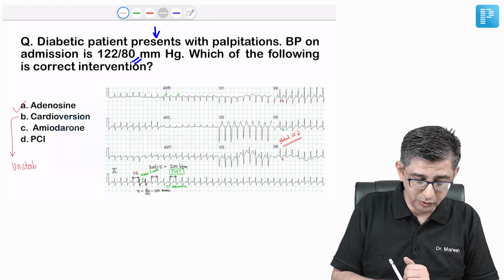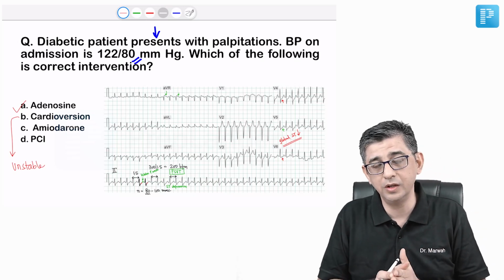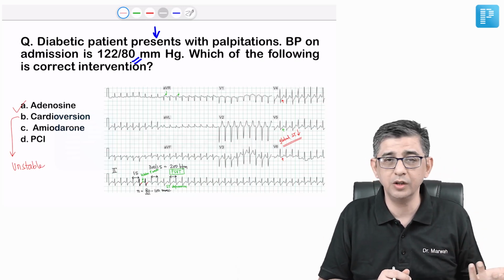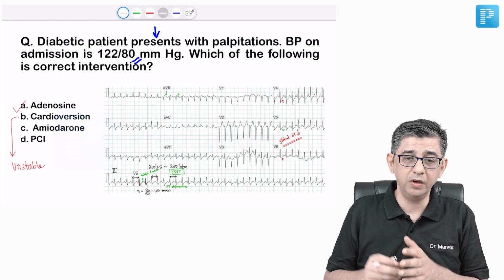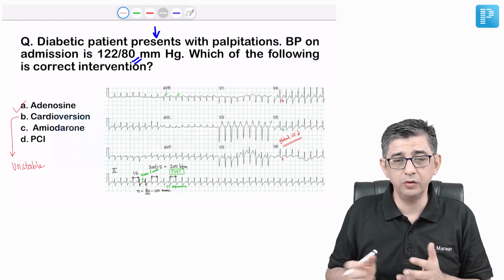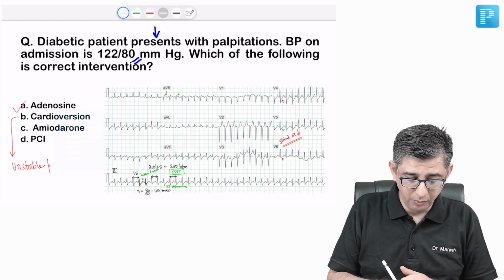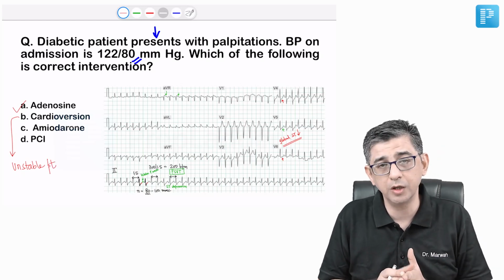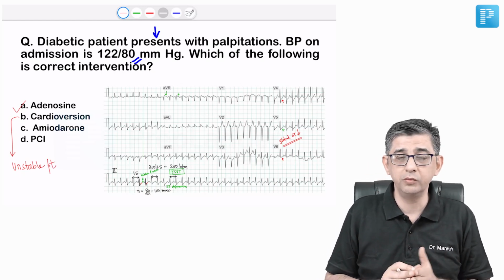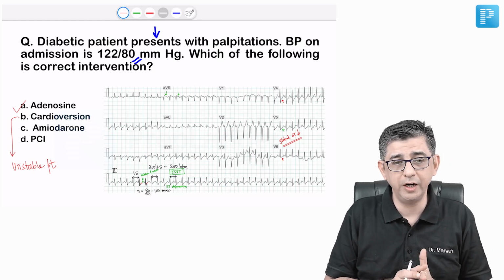Suppose in this question, and they have done this actually in the previous INI-CET and AIIMS exams, they give an ECG of PSVT identical to the one I've just shown you, but it is a hemodynamically unstable patient. That's when cardioversion would come in, meaning systolic blood pressure less than 90/60.